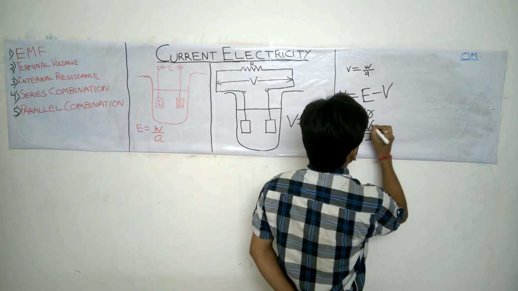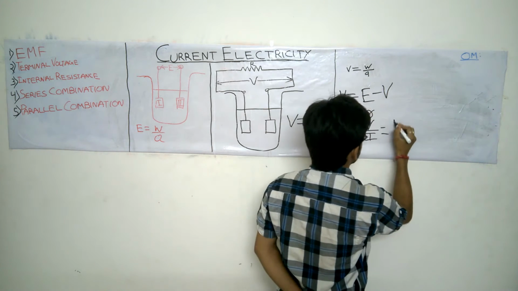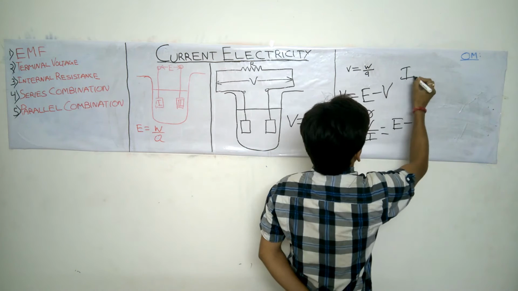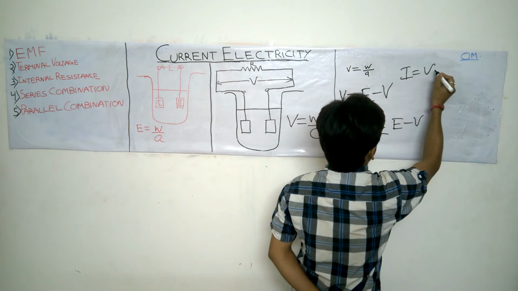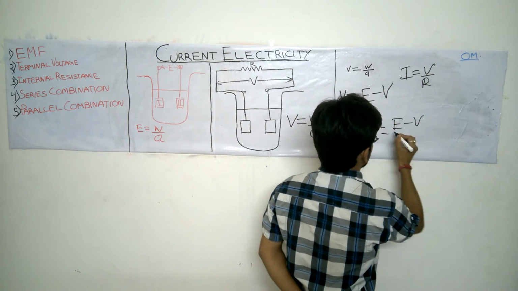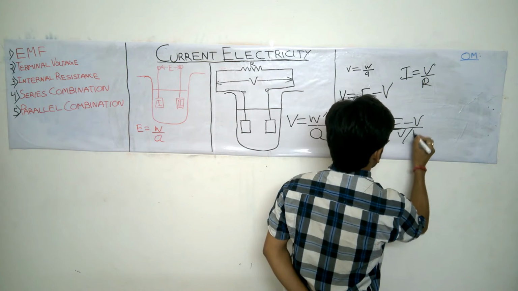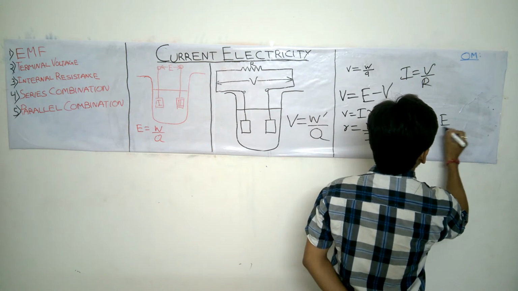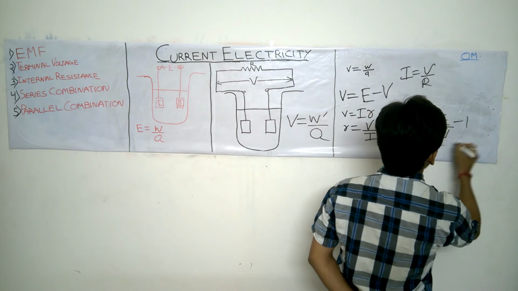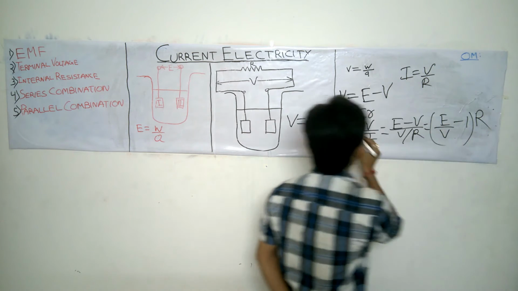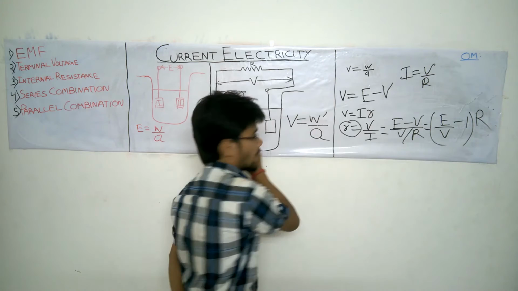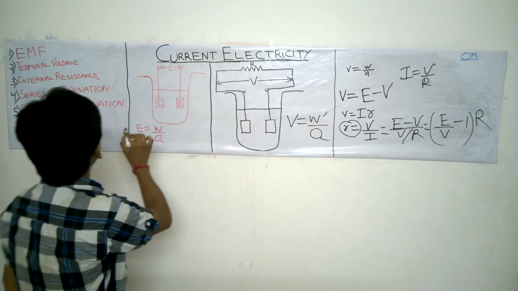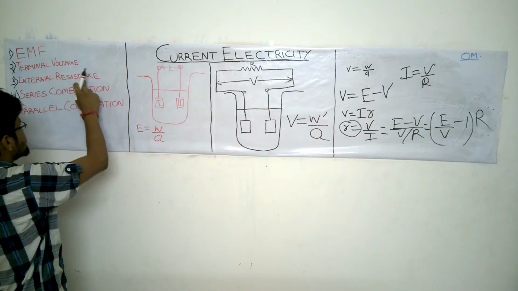So R is equal to, this V can be written as E minus V, and I. Now I can be taken, as we know from Ohm's law, as V by R. So we get here (E by V minus 1) into R. This is the expression for the internal resistance of the battery. Alright. So this is the concept of EMF, terminal voltage and internal resistance.